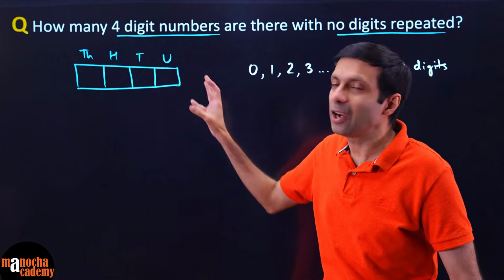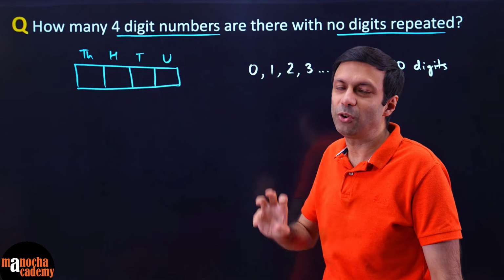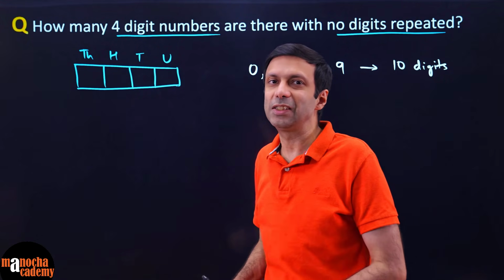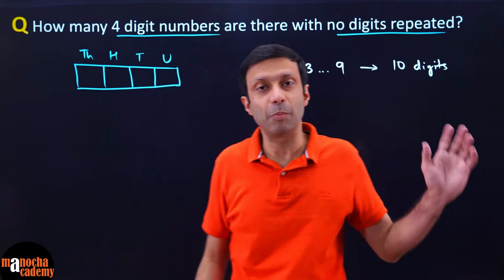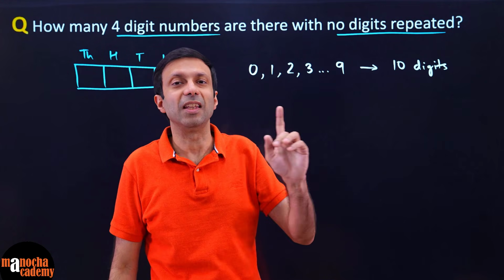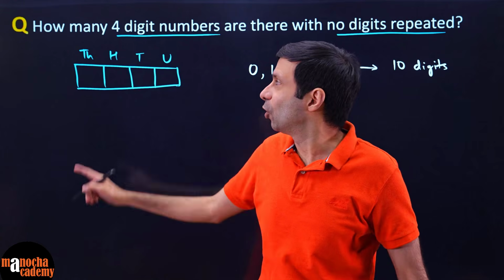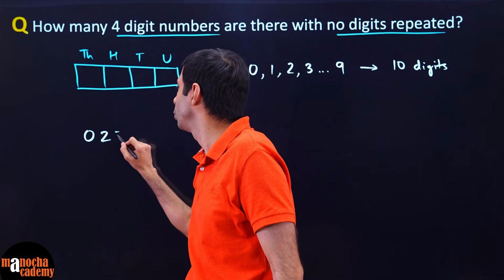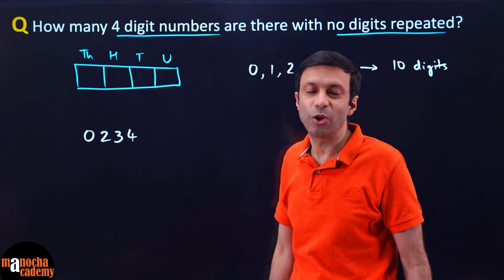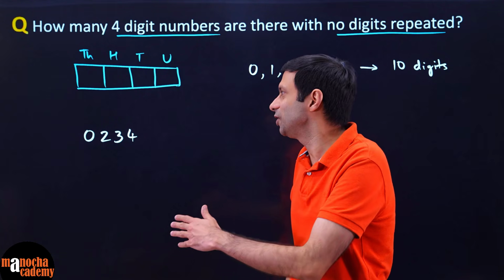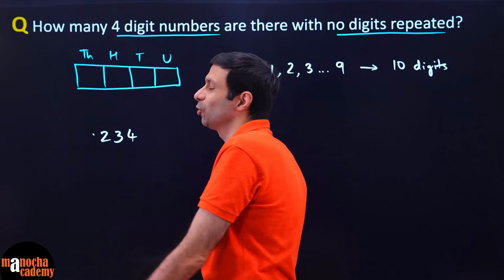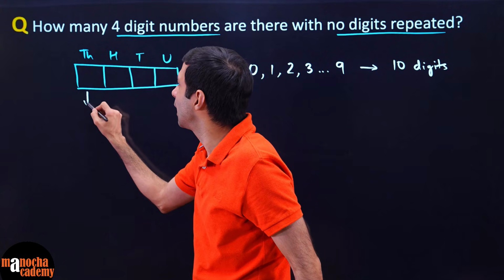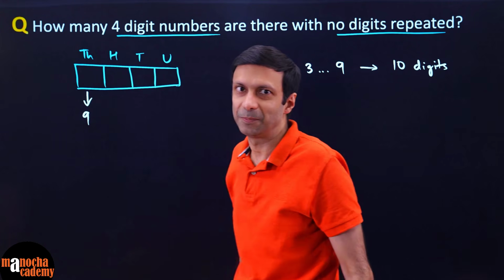So let's start filling our boxes, because this box method is very powerful. It helps us visualize. In the first place, the thousands digit, how many digits can I put? Can I put all 10? The answer is no, because you cannot put 0. Suppose you put 0 here and your number is 0, 2, 3, 4. This is no longer a 4-digit number. It is actually a 3-digit number, because 0 in the thousands place makes no sense. So we can have only 9 possible digits here, from 1 to 9.